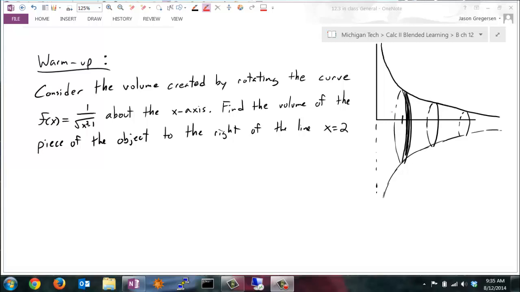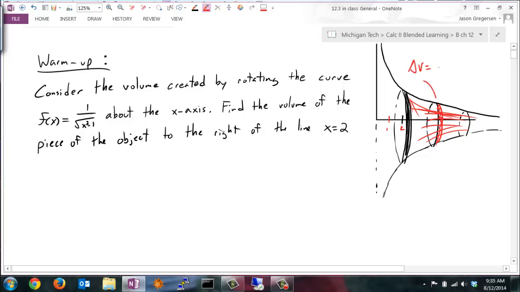So we have this object. I'll mark out a 1 and a 2. We want to find the volume all the way over here. So I need to set up an integral here. I need to maybe cut a slice of my volume. Okay, what is just the volume of that slice?